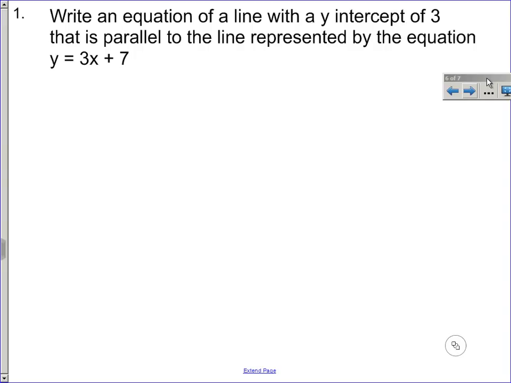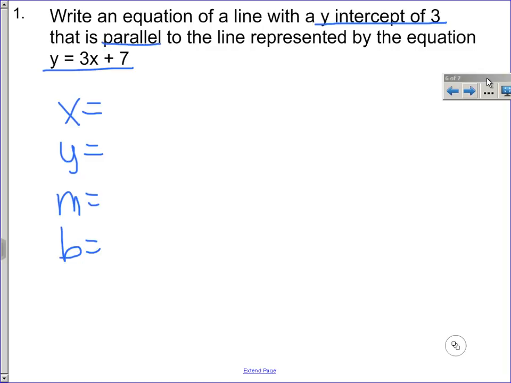Write an equation of a line with a y-intercept of 3 that is parallel to the line represented by the equation y equals 3x plus 7. Okay, so what do we know? We have a y-intercept and we have an equation. X, y, m, b. If the line is parallel, then I know it's going to have the same slope. So I see that the slope is 3. So parallel lines have the same slope. I can plug in my 3 for m.